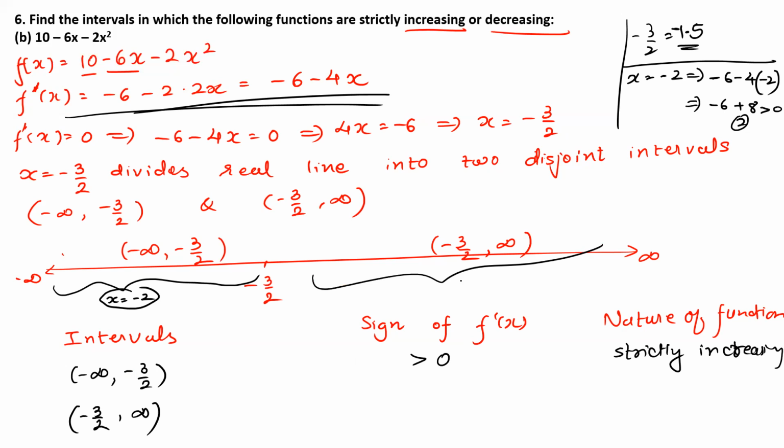In this region, which value is simple? It is 0, for minus 2 to infinity, we'll take 0. Minus 6 and minus 4 into 0, which is 0, so the answer is minus 6, which is less than 0. That means it is strictly decreasing.